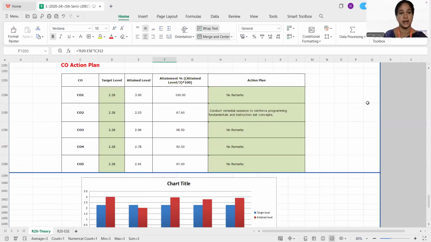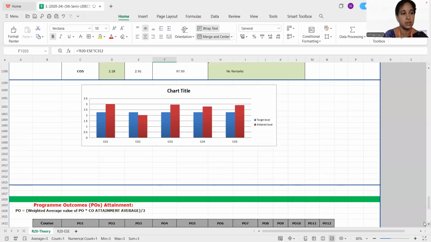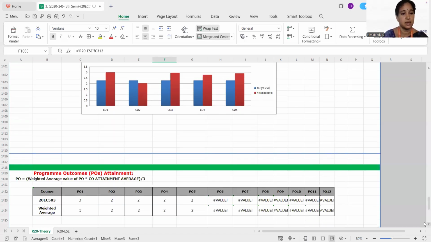Next, SEO Action Plans. The SEO Action Plan helps improve teaching and learning by addressing how well each CO is achieved. If a CO is below the target, corrective plans are taken. If it meets or exceeds the target, steps are planned to maintain or improve it.